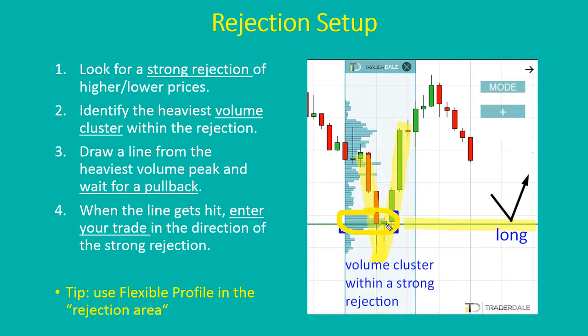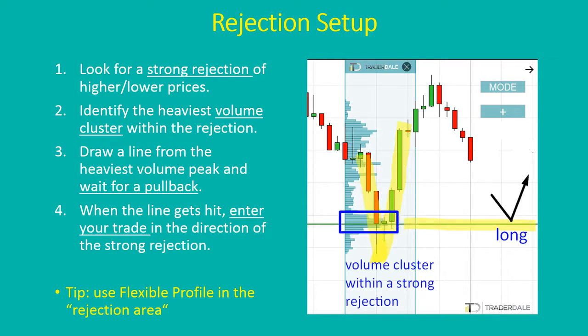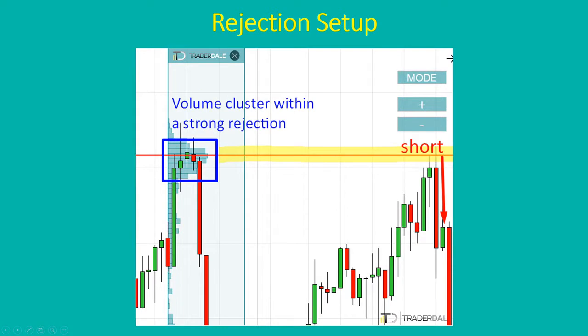Now what you do next is from this place, you draw a line and you wait for pullback. The same approach as in the previous setups. When the price hits this level, you enter in the direction of the rejection. So in this case, there was a rejection of lower prices. This is a sign of aggressive buyers. And for that reason, you are going to go long. All right, you are going to enter in the direction of the rejection. Now let's have a look at some examples of this setup.